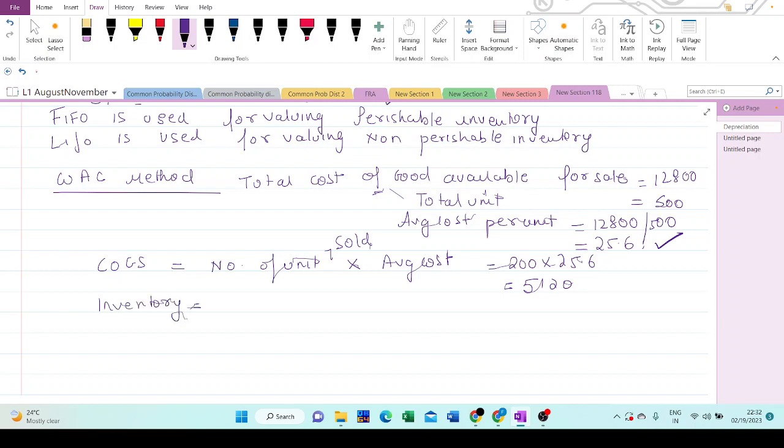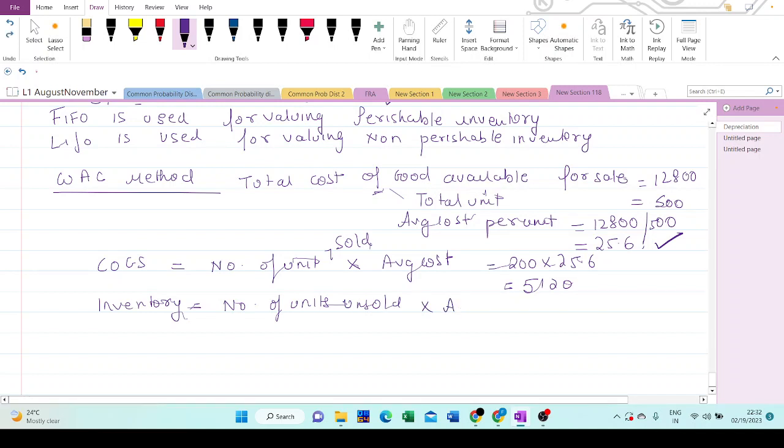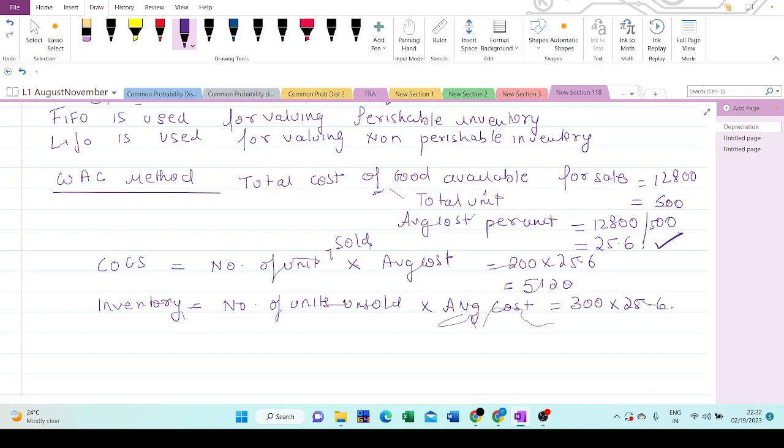And to calculate inventory, we will multiply the number of units lying with us, basically number of units unsold, into average cost, which is 300 into 25.6. How much is 300 into 25.6? 7680.